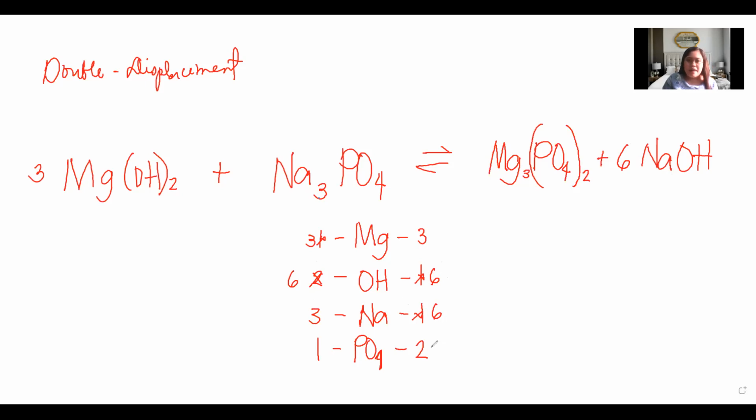Now, hindi na sila balance. So, I'll try putting 2 here. So, 2 times 3 is, syempre, 6. Kasama niya si phosphate. So, instead of 1, this is 1 here times 2. So, phosphate becomes 2 also.